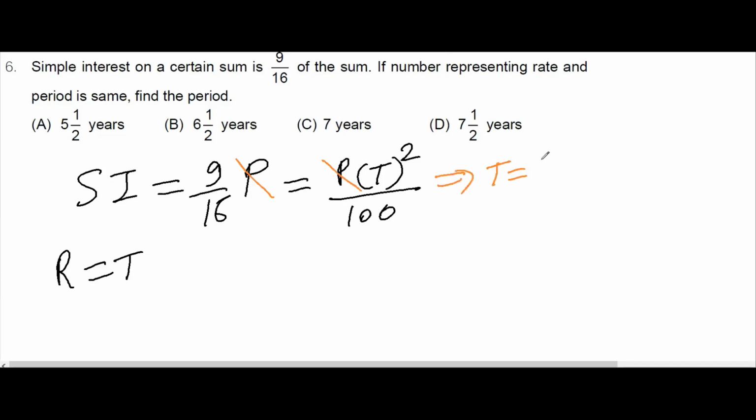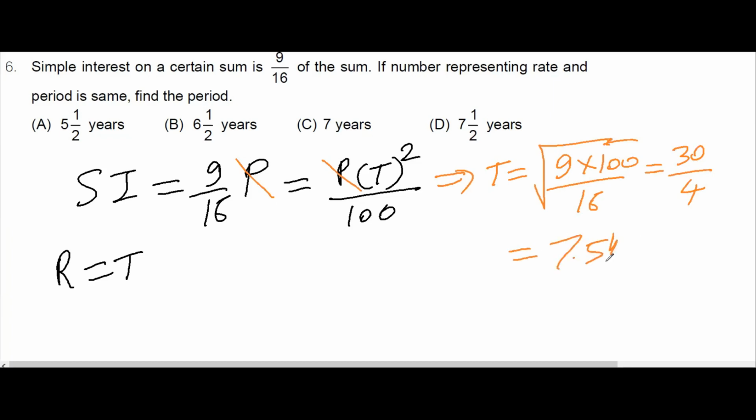I will get the value of T as square root of 9 into 100 divided by 16. This comes to 30 upon 4. So the answer is 7.5 years. This is the answer. That is D. D is the correct answer.